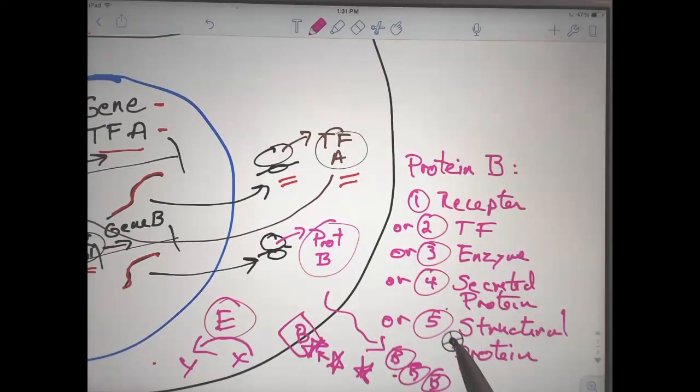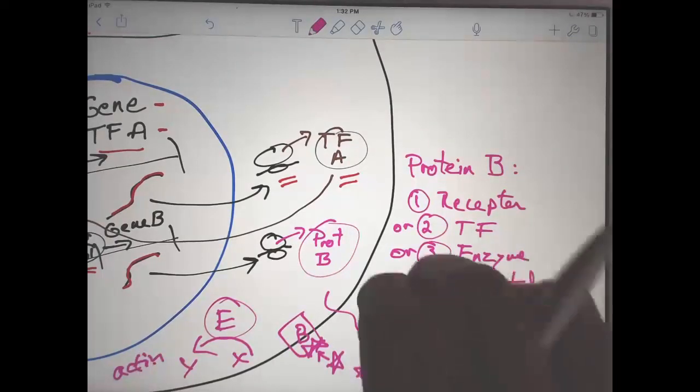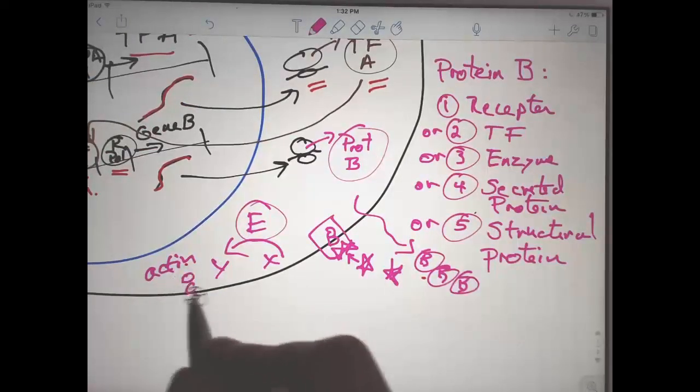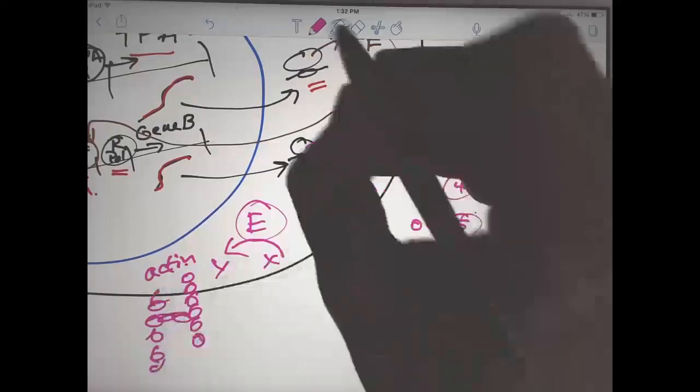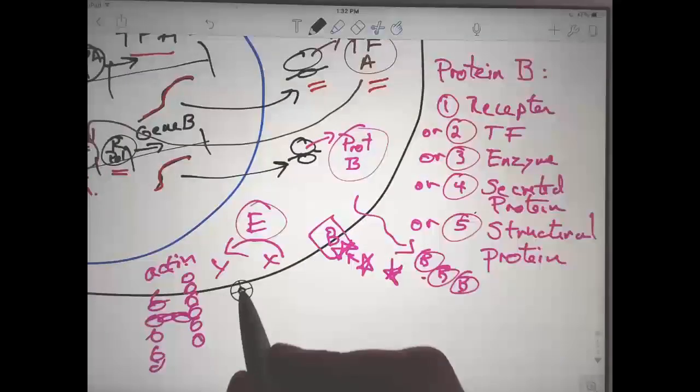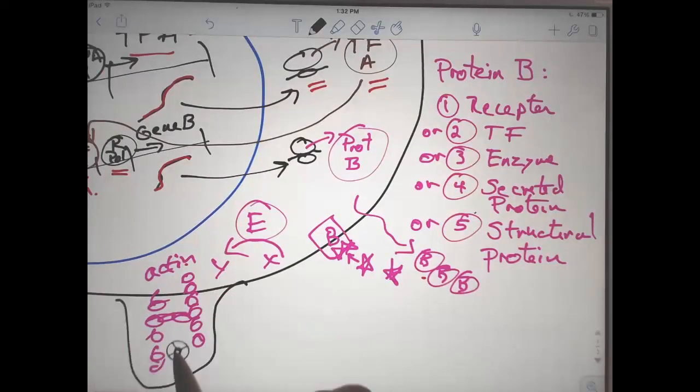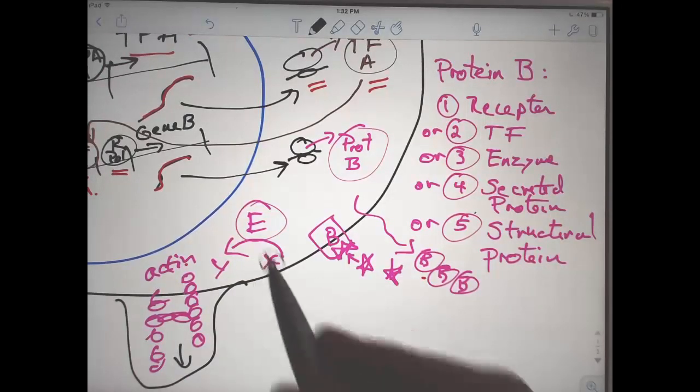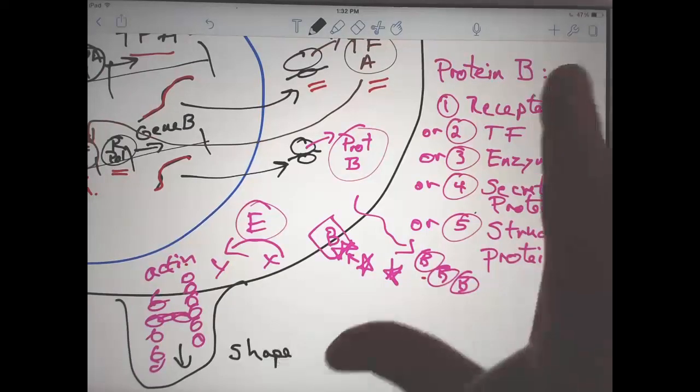It could be a structural protein. For example, it might be actin, in which case we might have actin filaments growing and causing a change in shape in the cell, bulging out, for example, part of the cell, or pulling the cell membrane in some location.